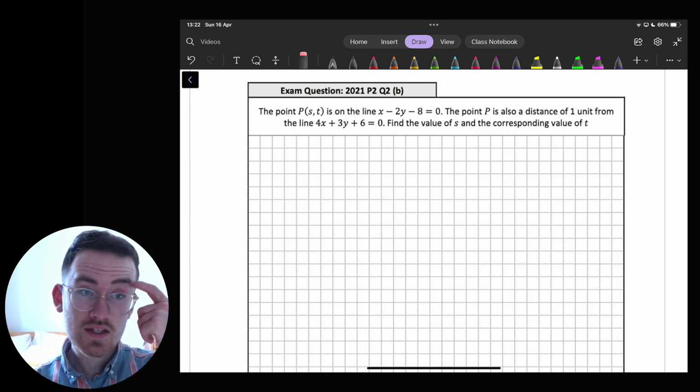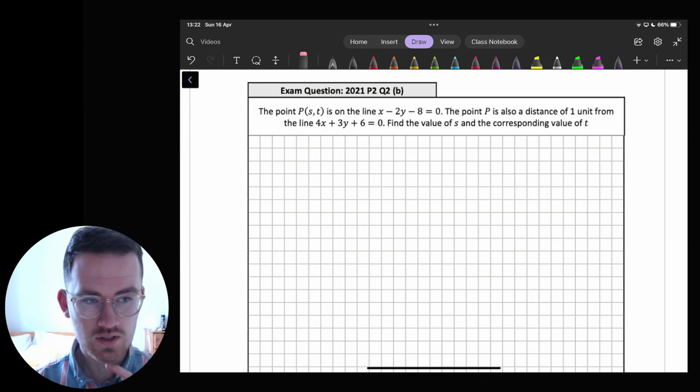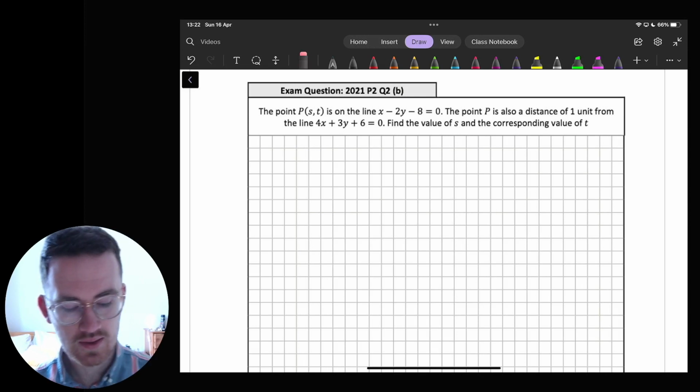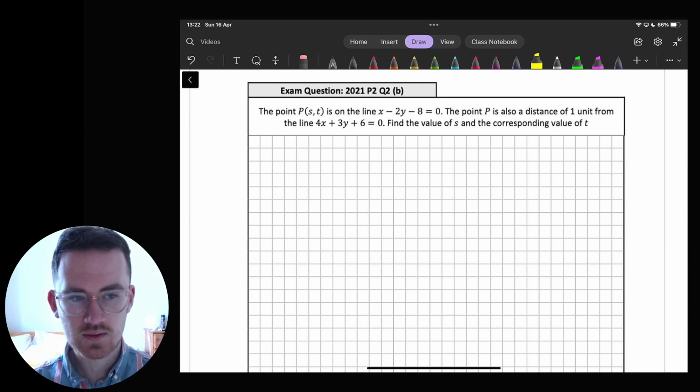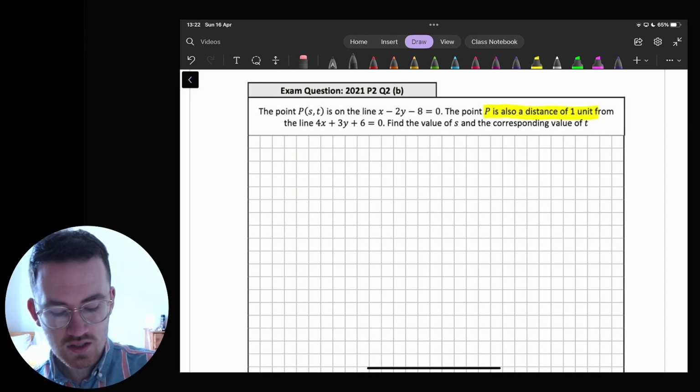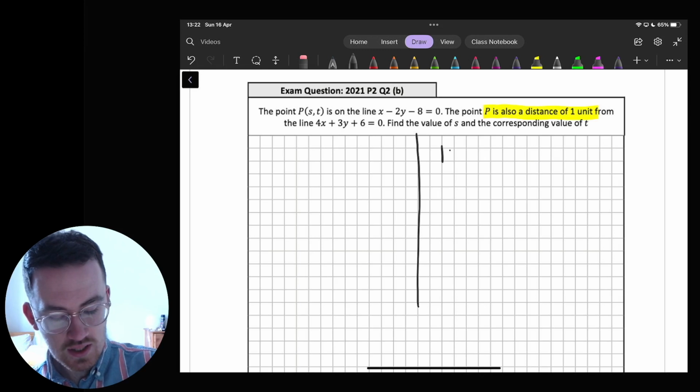So looking at this question, slightly different from some of the other ones. So this time it's the point that we don't know, and we kind of know the lines that we're working with. So we're going to set it up. We're going to start it the way that I might expect that we would start a question like this, and that's really following the same idea that we have. So we know that it's a distance of 1 unit from this point. So let's work with that.